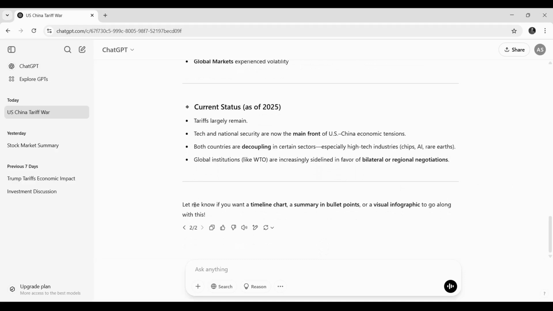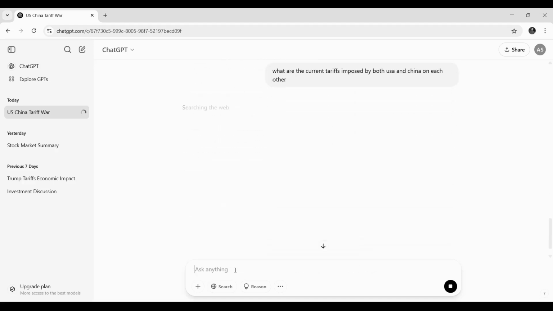Okay, now it is giving me some advice that if you want to know a timeline chart or a summary of bullet points, a visual infographic, then you can do that as well. But what I'm going to do, I'm going to ask something more as well. Okay, so I'm going to ask, what are the current tariffs imposed by both USA and China on each other? So what are the current tariffs?